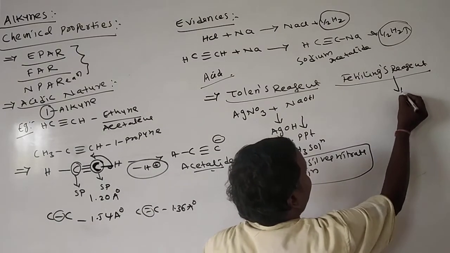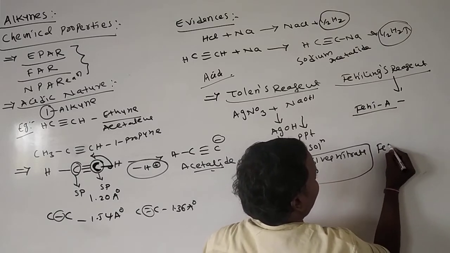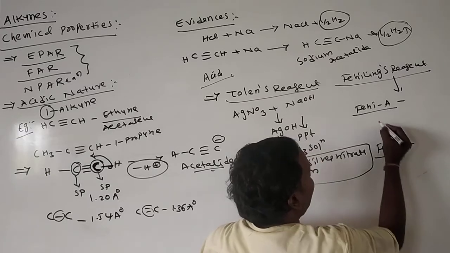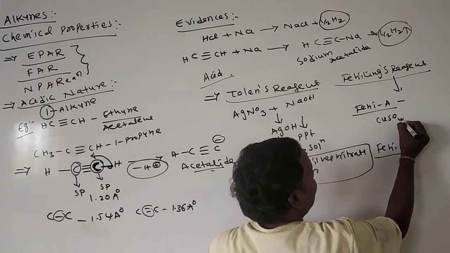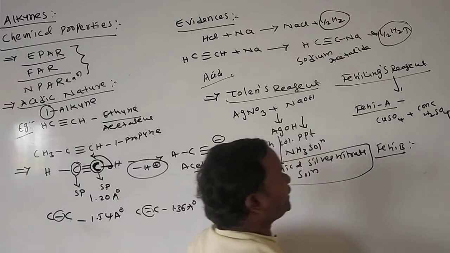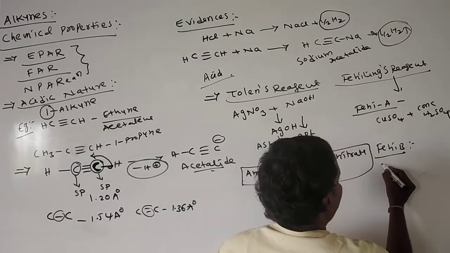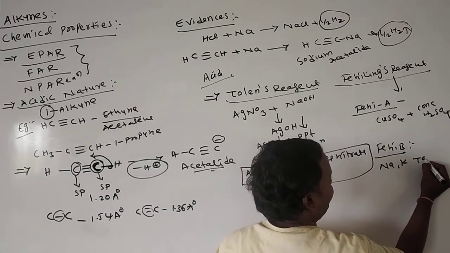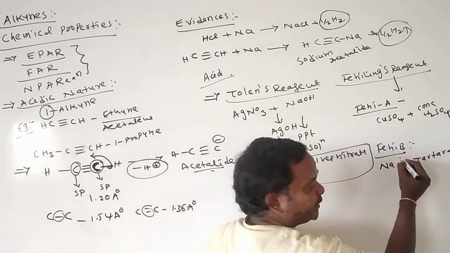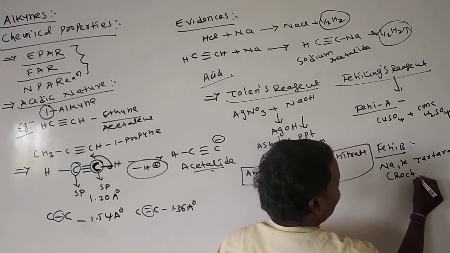Here for Fehling's reagent, we have two parts, Fehling's A reagent and Fehling's B reagent. Copper sulfate and concentrated sulfuric acid we call Fehling's A reagent. And here sodium potassium tartrate, I am explaining Fehling's B. Sodium potassium tartrate we call Rochelle salt.